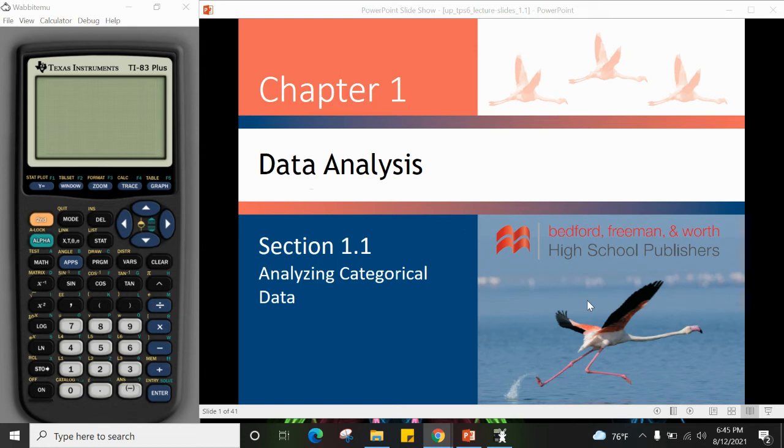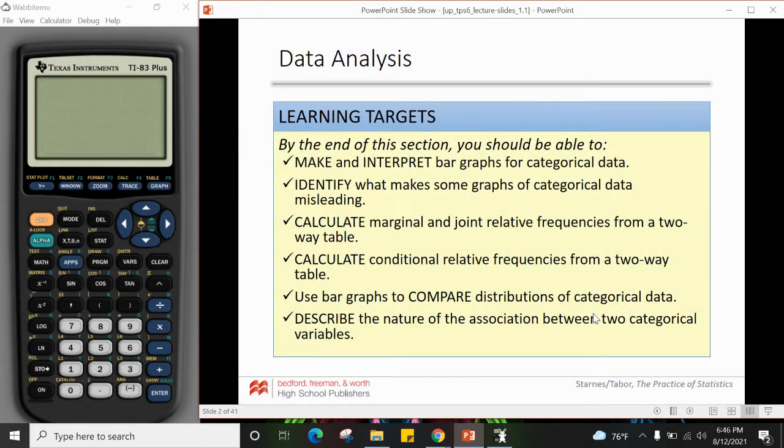All right, so we're jumping into chapter 1, data analysis, and we're looking at section 1.1 today, analyzing categorical data. So remember those things that get put into groups. There we go. So some learning targets for today.